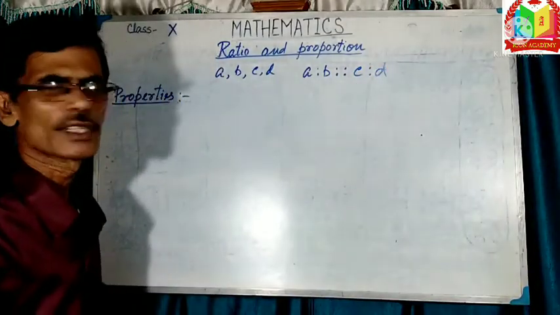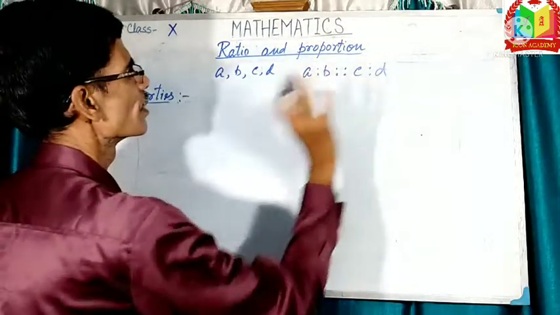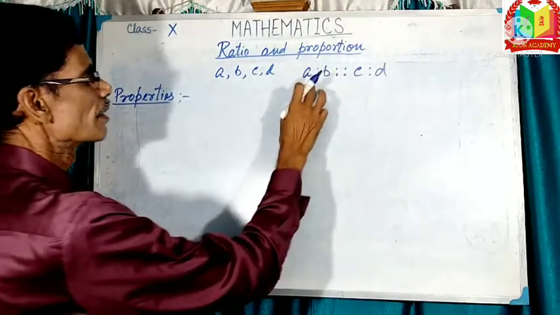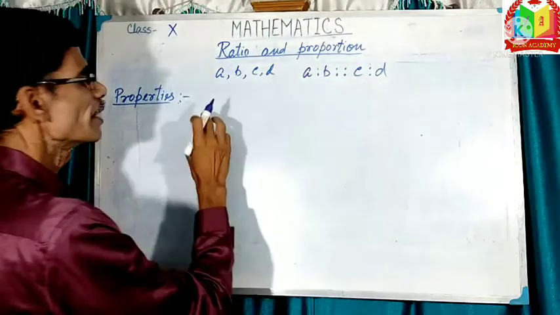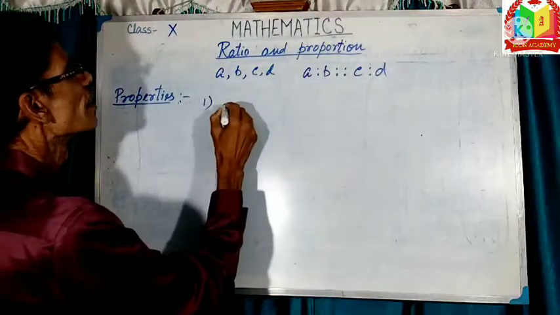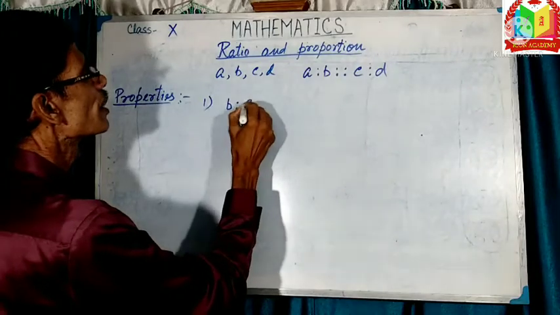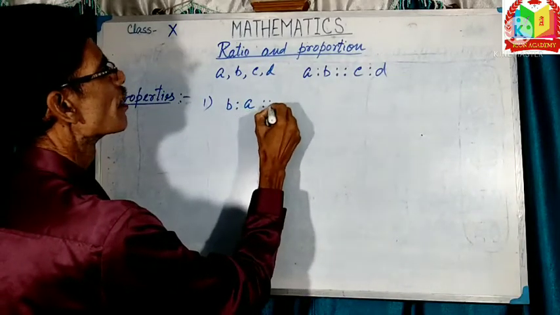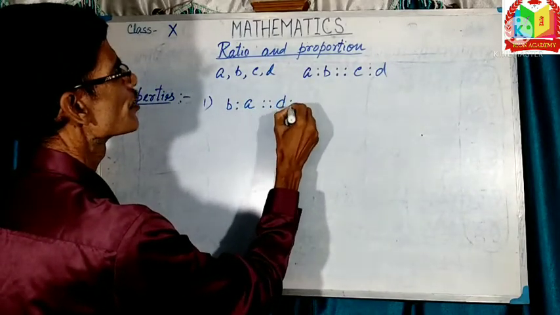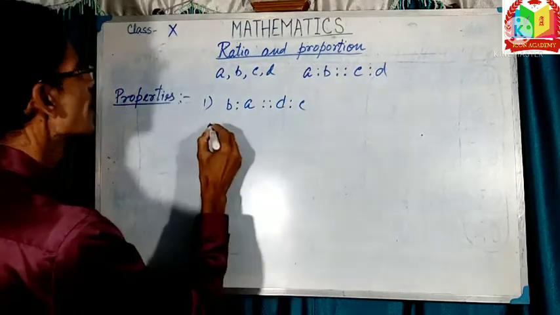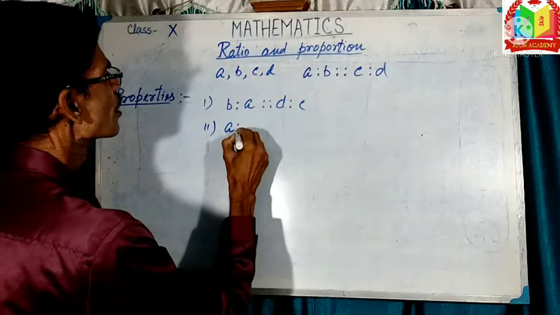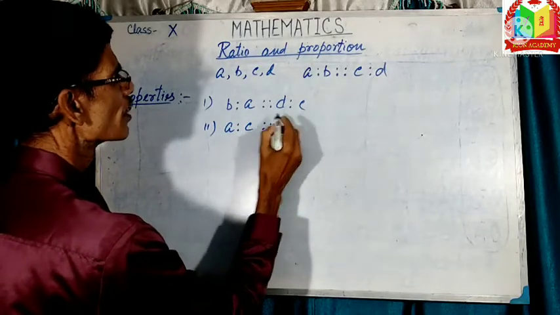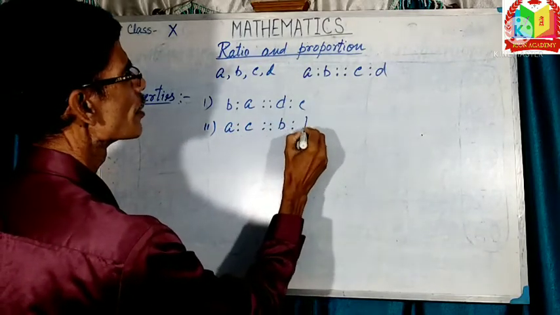Now I say some properties of this proportion. If A is to B, proportion C is to D, then we can write B is to A, proportion D is to C. Similarly, A is to C, proportion B is to D.